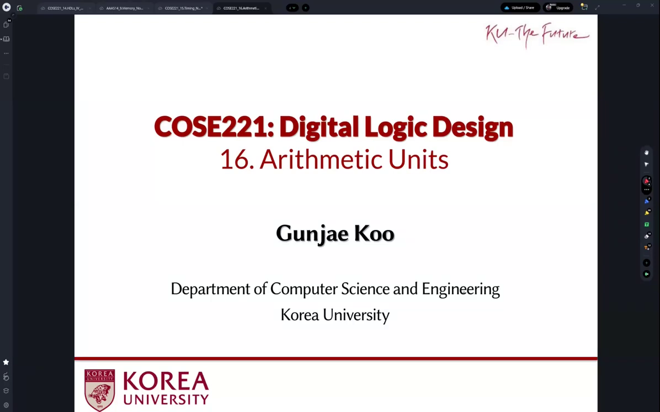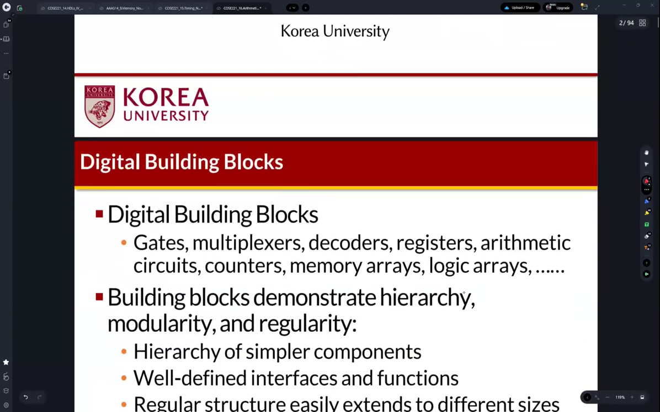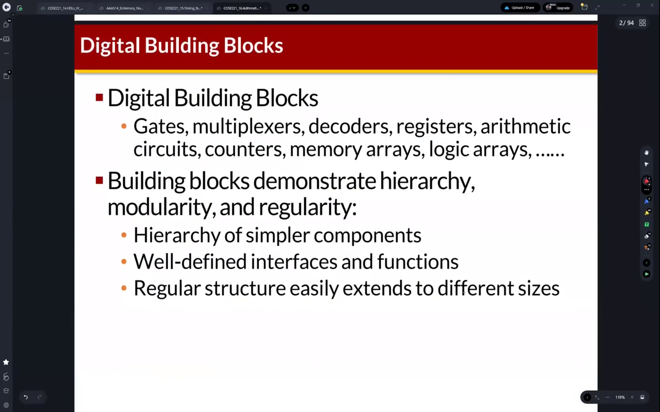Now we will explore combinational logic again. It's the arithmetic unit. So what is the arithmetic unit? Until this point, we learned about many different kinds of digital building blocks, such as multiplexers and decoders. But in order to build a complex digital system, we may require different kinds of digital building blocks.